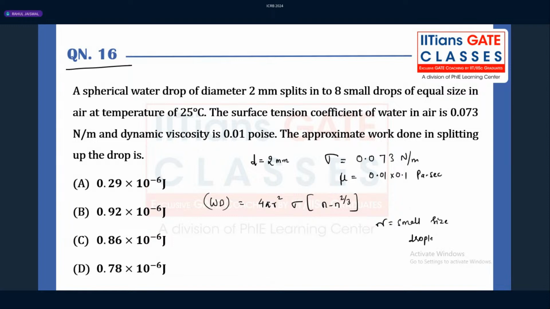Small size droplet radius. N is nothing but the number of drops, 8.